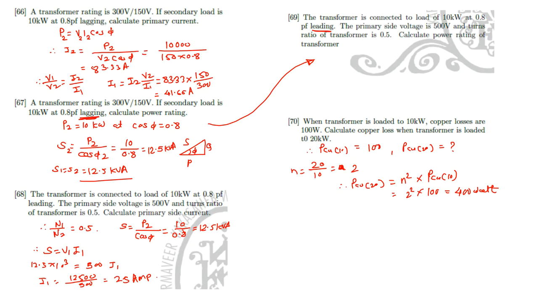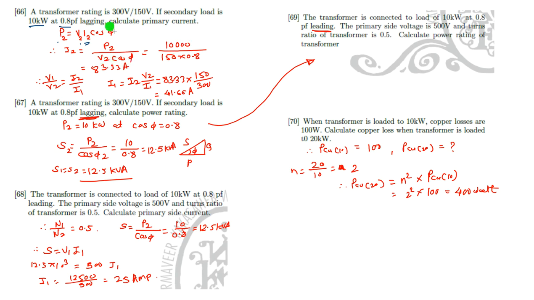Okay, so let's do some more problems. A transformer rating is 300 volt by 150 volt. If the secondary load is 10 kilowatt at 0.8 power factor lagging, calculate the primary current. So we know that power is equal to V I cos phi. This is the secondary load, so P2 is equal to V2 I2 cos phi. From this we'll calculate I2 as P2 divided by V2 into cos phi.